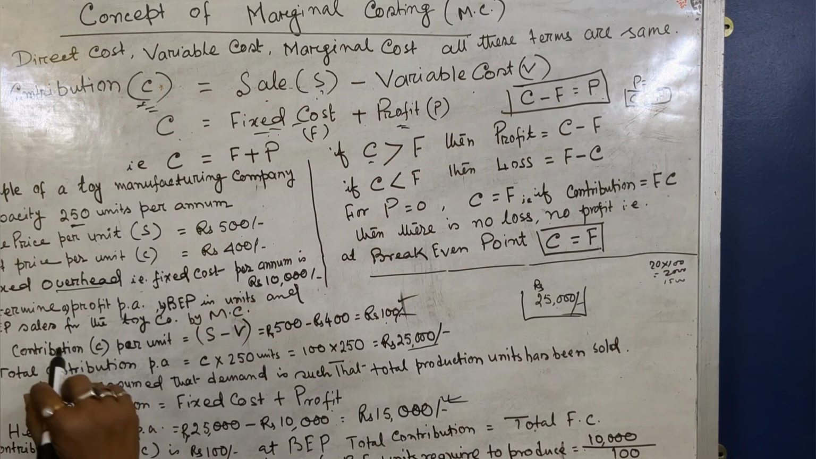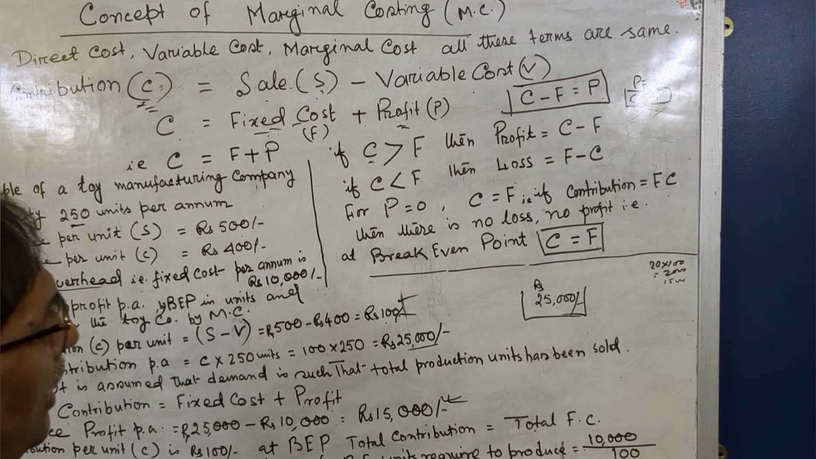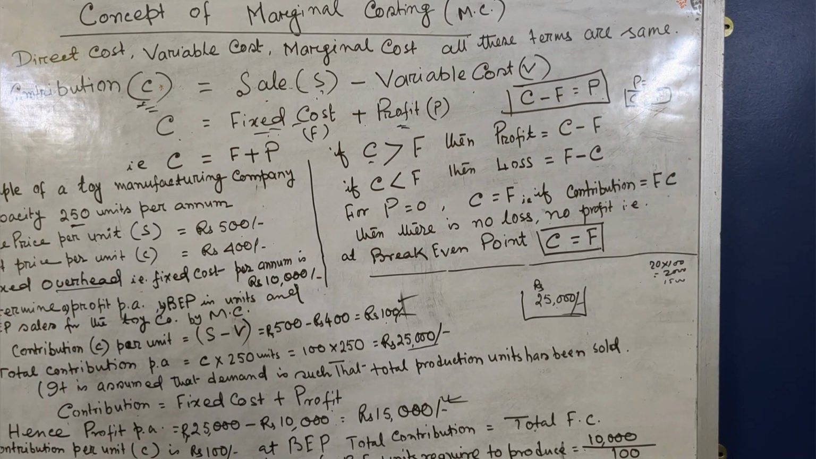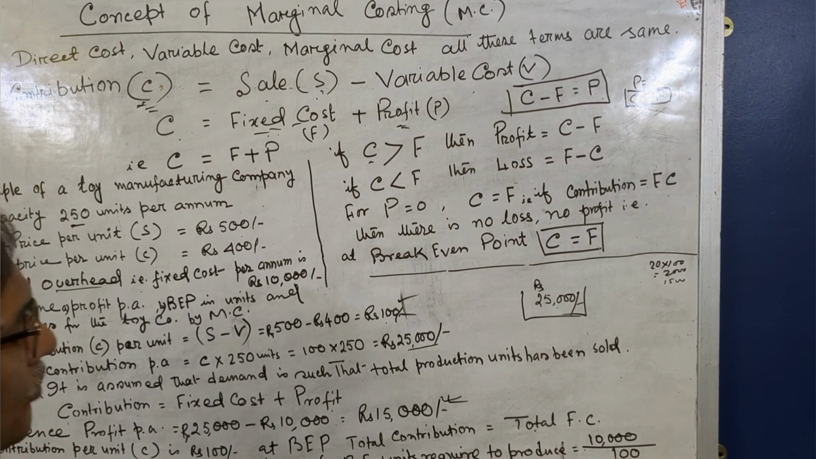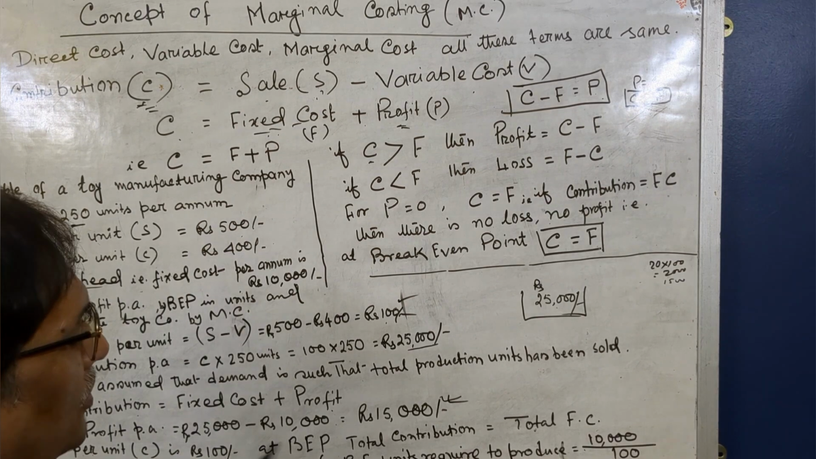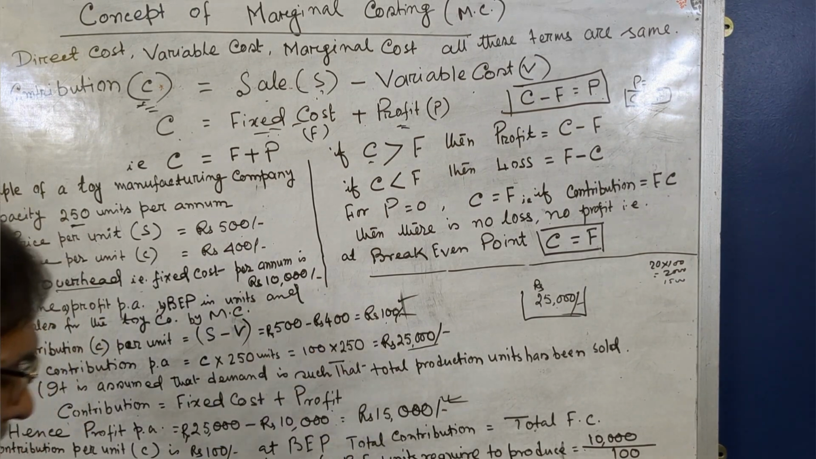Now the second question is, what will be the break-even point in units? Because the manufacturer is interested to know how many units it will produce so that it will be in a no loss, no profit situation. If the unit produces more than the break-even units, only then will it get profit.